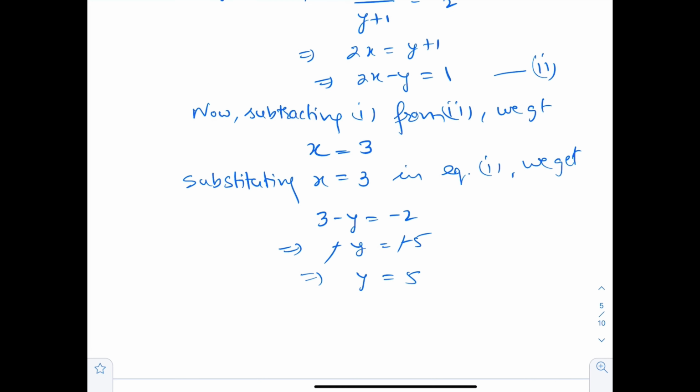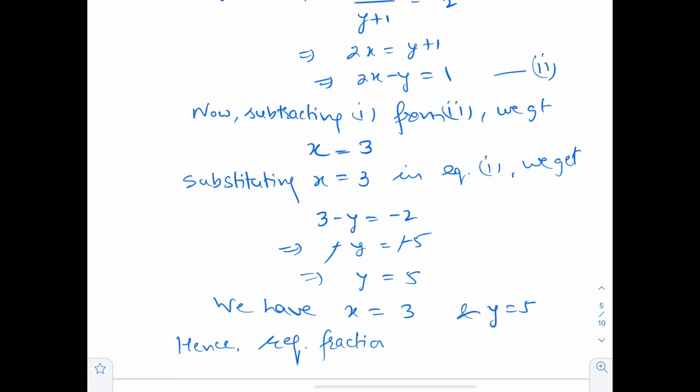So we have x equal to 3 and y equal to 5. Hence, the required fraction is equal to 3 by 5. So this is our answer.